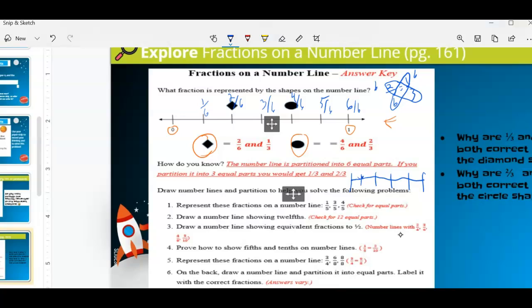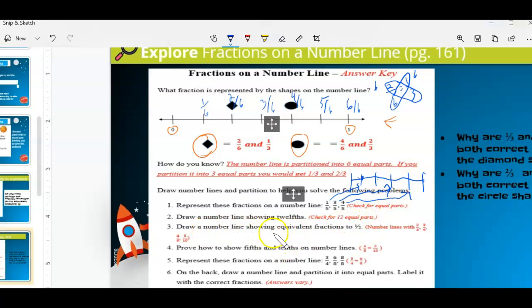This would be 1/5 and 3/5. 1, 2, 3/5. So this one right here would be 3/5, and 4/5 would be down here. Okay, so you got 1/5, 2/5, 3/5, 4/5, and 5/5. Okay. So for the second one here, when you draw a number line showing 12, that means you would have 12 equal parts, not 5 like I have here, but you would have 12.